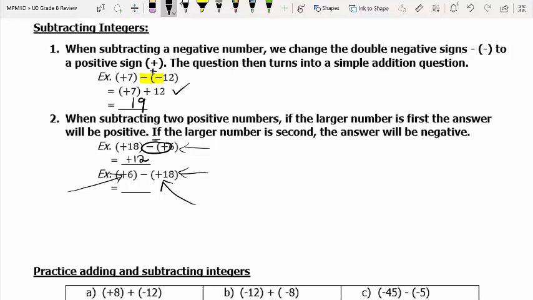Likewise over here. I have two signs beside each other with no number in between, so a negative and a positive makes a negative. So this is really just 6 minus 18. I know that because my first number is smaller, I'm going to have a negative final answer. So the difference between 6 and 18 is 12, so my answer is -12.